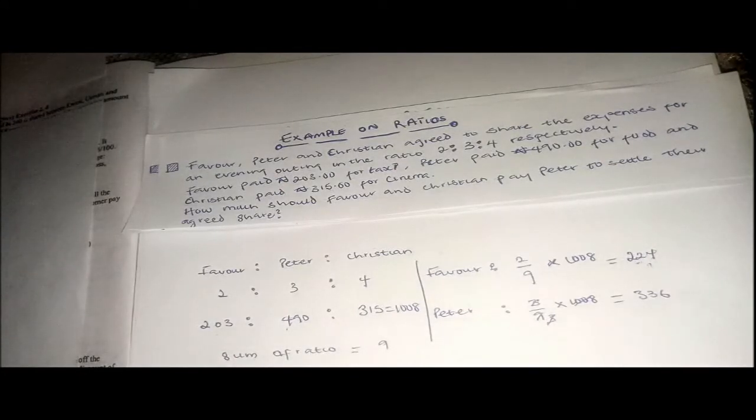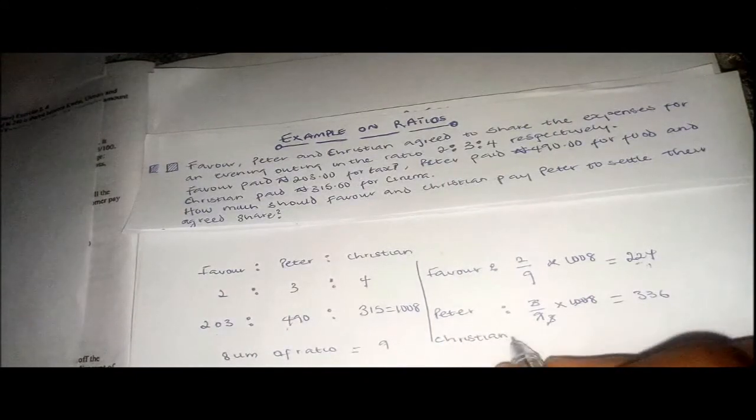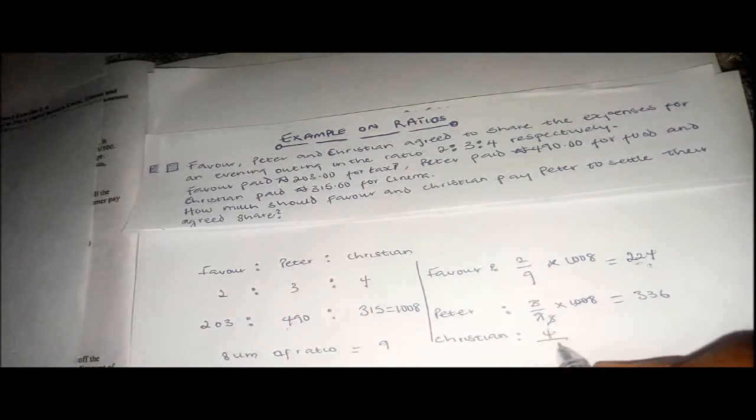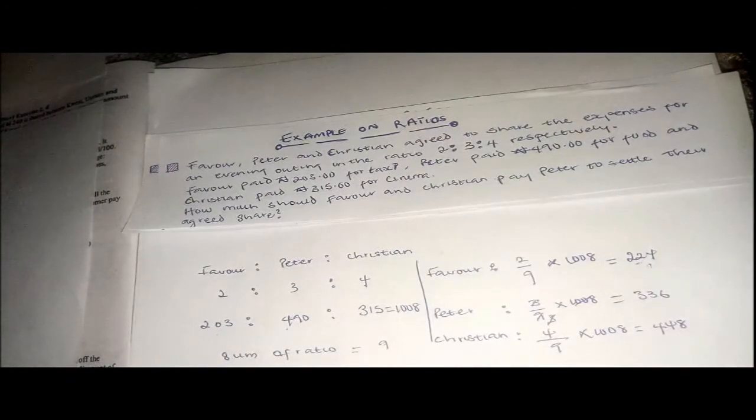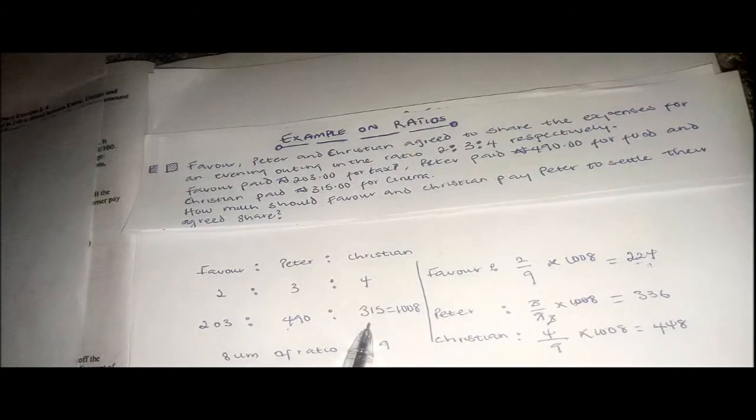But let's still move on to Christian. For Christian, his ratio is 4, so that's 4 over 9 times 1008. That will give us 448. So now let's look at Christian's own. This is what he was supposed to spend, but he spent 315 naira, showing that he spent less than the amount they agreed on.